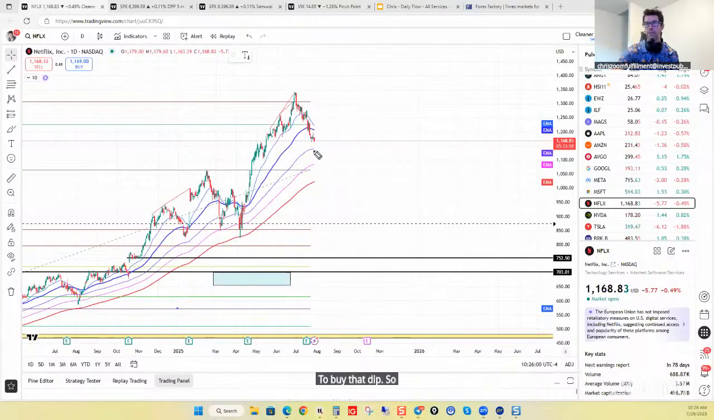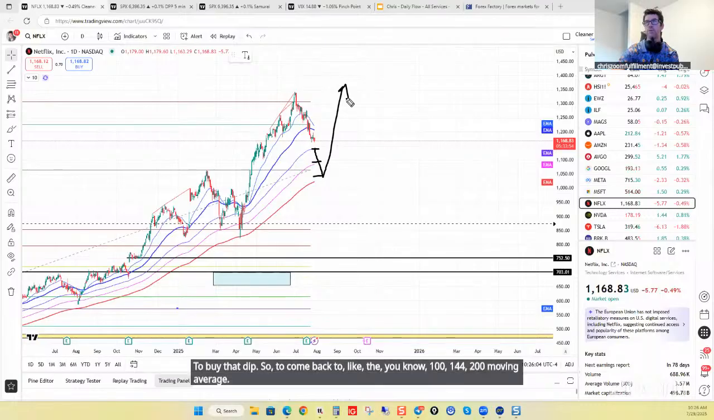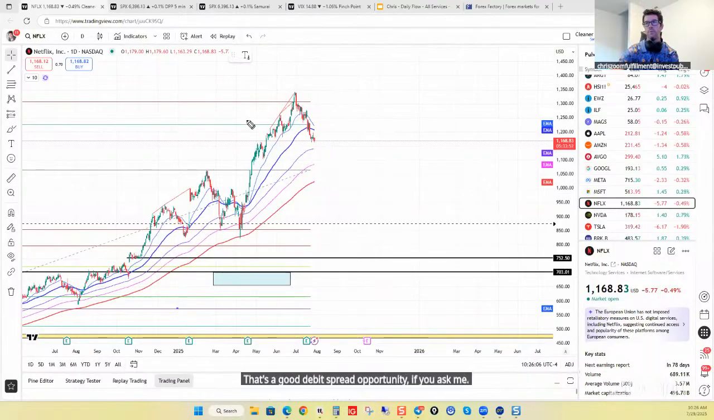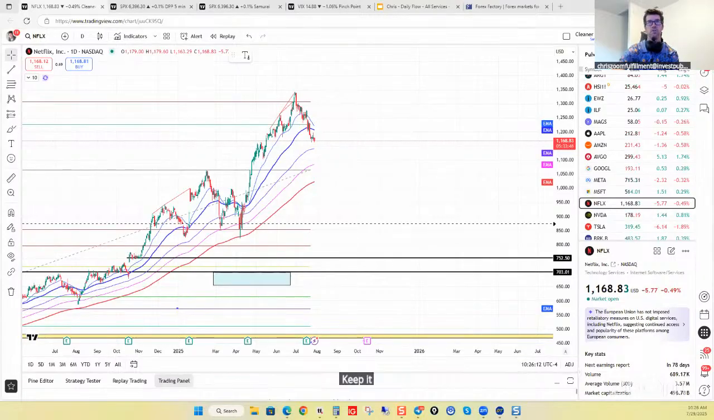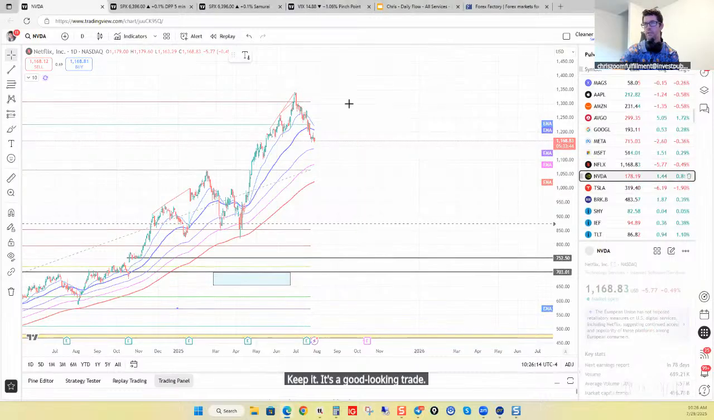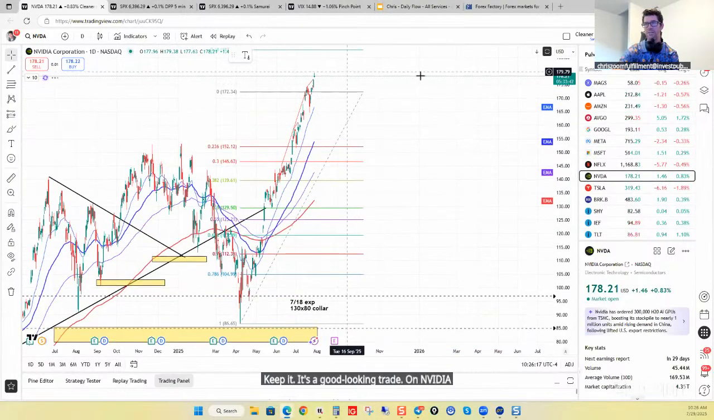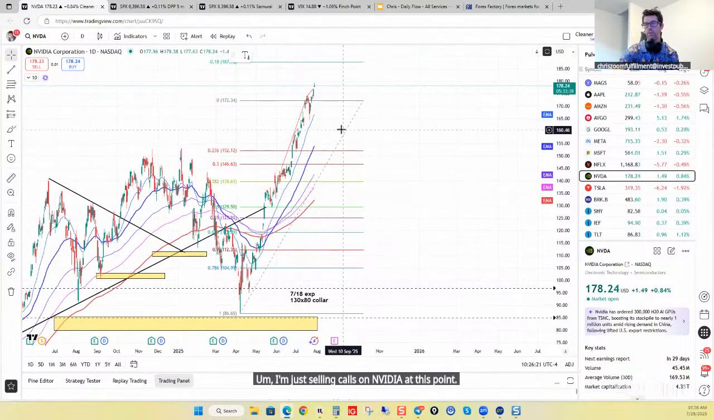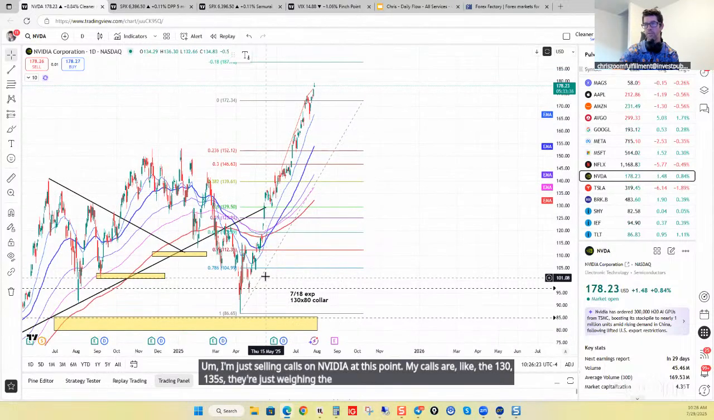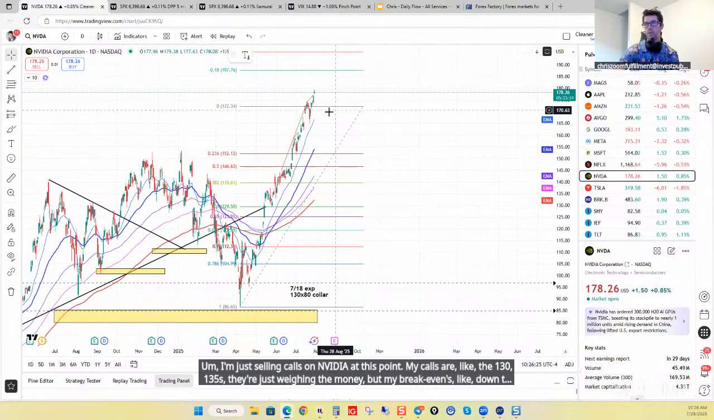So to come back to the 100, 144, 200 moving average, that's a good debit spread opportunity if you ask me. You buy a call, you sell a call, make the spread, price goes higher, keep it. It's a good looking trade. Nvidia at all-time highs. I'm just selling calls on Nvidia at this point. My calls are like the 130, 135s. They're just way in the money, but my break even's down to $100. So I'm just going to ride this thing out.